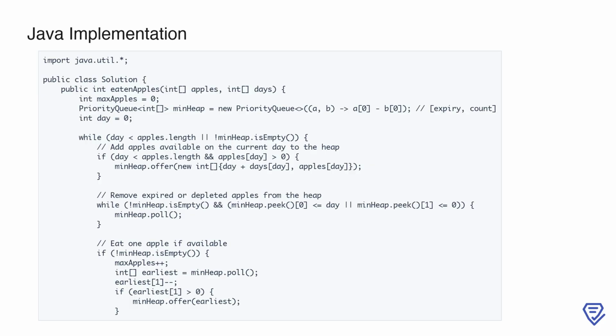Inside the while loop, the algorithm continues as long as there are more days or apples remaining in the heap. On each day, we first check if new apples are available. If so, we calculate their expiry day and add them to the heap.